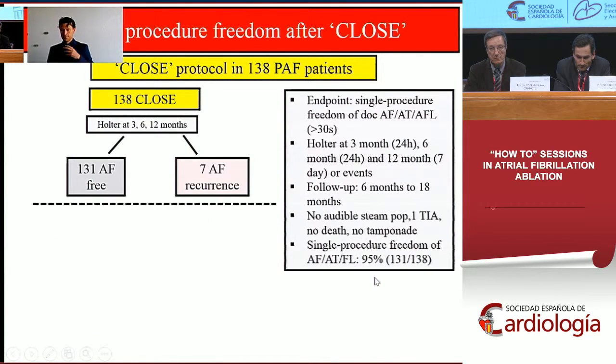This is the result. Endpoint, documented AF, AT or flutter. Holter at 3 months, 6 months, and 12 months, or in case of events. Follow-up, last patient was August. So you can imagine our follow-up at this point ranges from 6 months to, for the first patient, 18 months. 1 TIA, no steam pop, no death, no tamponade. 7 patients have reached the endpoint AF recurrence. Vice versa, freedom of AF, 95%.